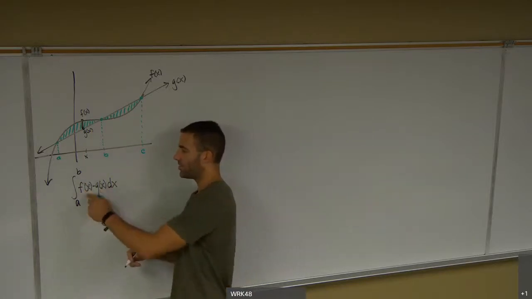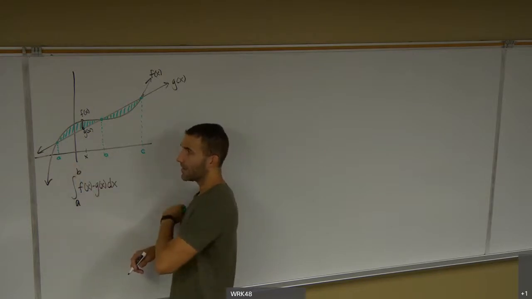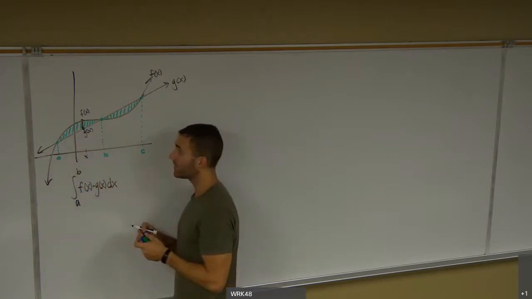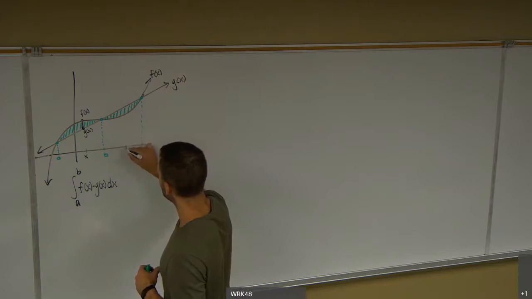So we're going to add up all those straight line segments as we move along the x-axis from A to B. That will give me this first green shaded region. And at B, I have to add another integral, because if I go f of x minus g of x here, that's not going to work.